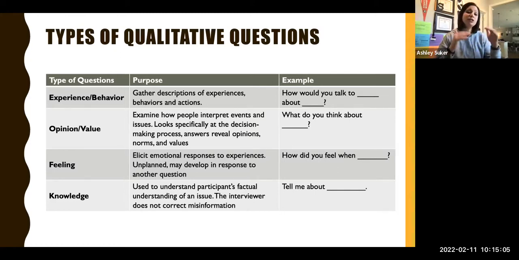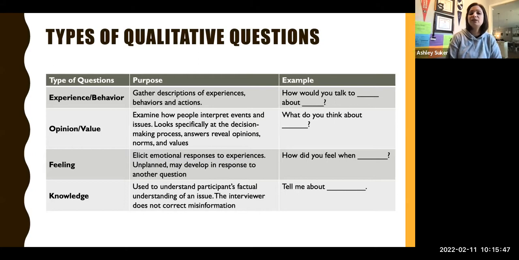So you may say, what do you think about LARC? Feeling questions, these are supposed to elicit an emotional response to experiences. These questions may be unplanned. So you may be asking an experience or value question, and then for whatever reason, head into that feeling side, because these tend to develop in response to other questions. So maybe you are talking about your opinion of immediate insertion of LARC, and then the follow-up question would be, how did you feel when you were approached by your provider about this topic? And then lastly, knowledge.